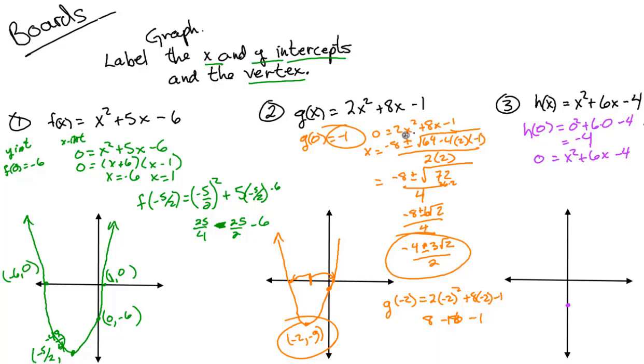Just for kicks and giggles, let's do it by completing the square. We know how to do it. We've done this one with the quadratic formula. Let's complete the square. Add 4 over here. We get x squared plus 6x.